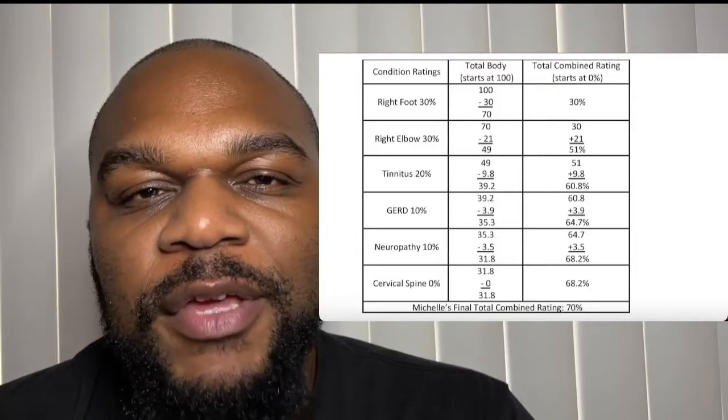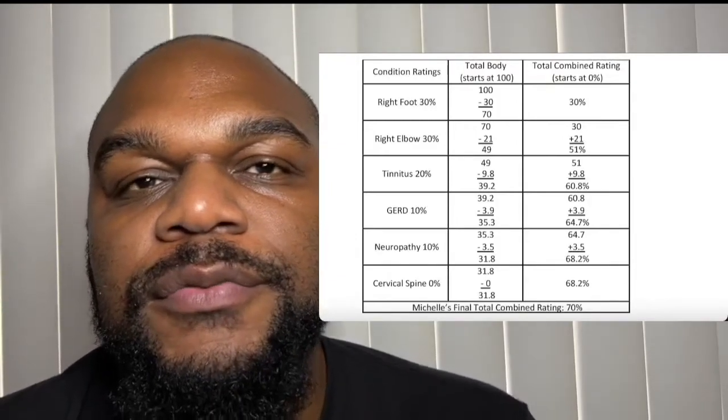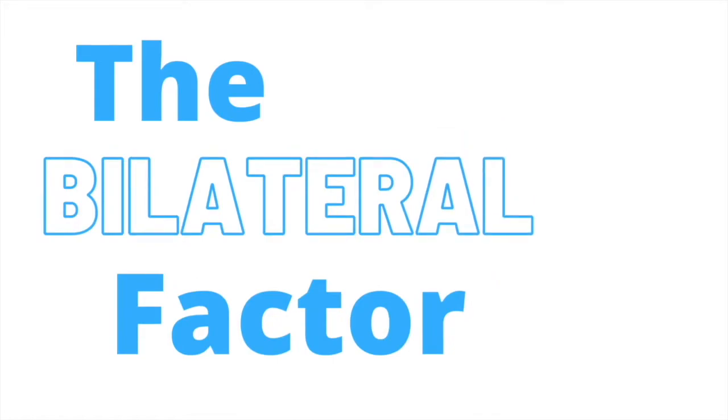But there's one final caveat to add to the VA math equation. The bilateral factor. An additional 10%, the bilateral factor, is added to the VA math equation if a veteran has both arms or both legs affected by 2 rateable conditions. A bilateral factor is added when both arms or both legs have a rated condition, even if one of them is rated at 0%. That being said, if there is a right knee condition and a left knee condition that are both rated, then you get an additional 10%.